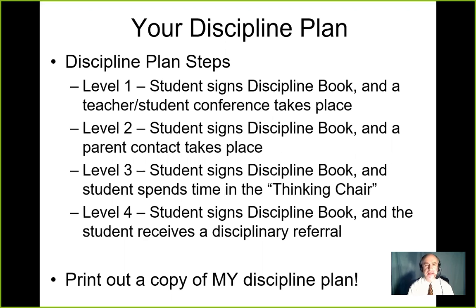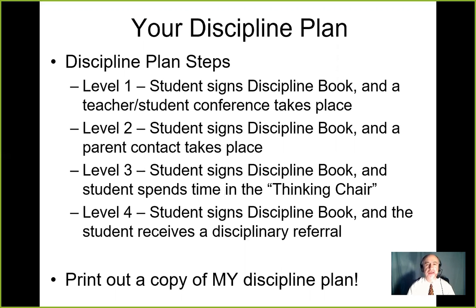Level 2 is when they have to sign the discipline book again and a parent contact takes place. You'll call the parent, and instead of bringing emotion into the situation and saying, your child is making it impossible to teach my class, and getting them on the defensive, you'll simply be saying, Mrs. Zimmerman, Joey had to sign my discipline book on September the 14th due to class disruption. He was blurting out in class instead of raising his hand. And then he had to sign the discipline book on October 1st because he was throwing objects.